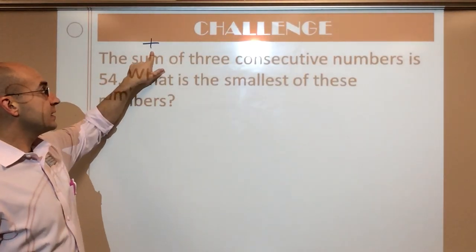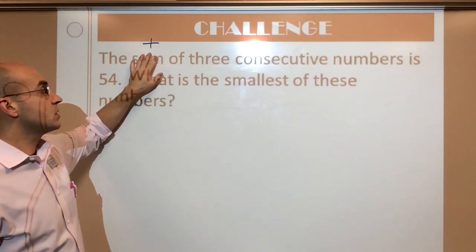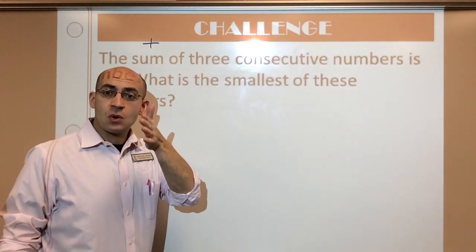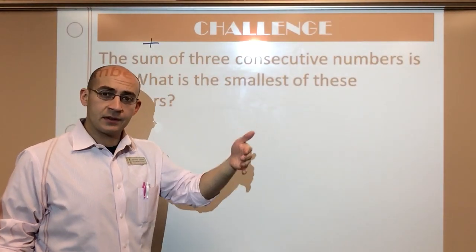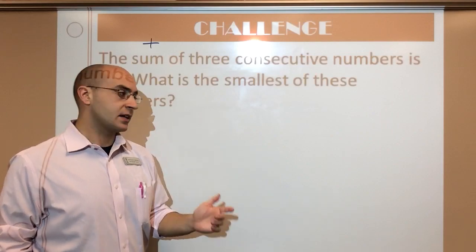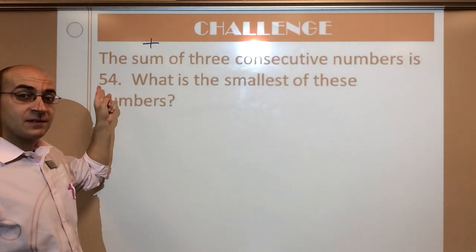So I've already identified sum as adding, right? Because that's what sum means when we talk about math operations. Three consecutive numbers. So consecutive means one after the other. So 1, 2, 3 is consecutive. 4, 5, 6 is consecutive. But I want to find three consecutive numbers that will all add up to 54.